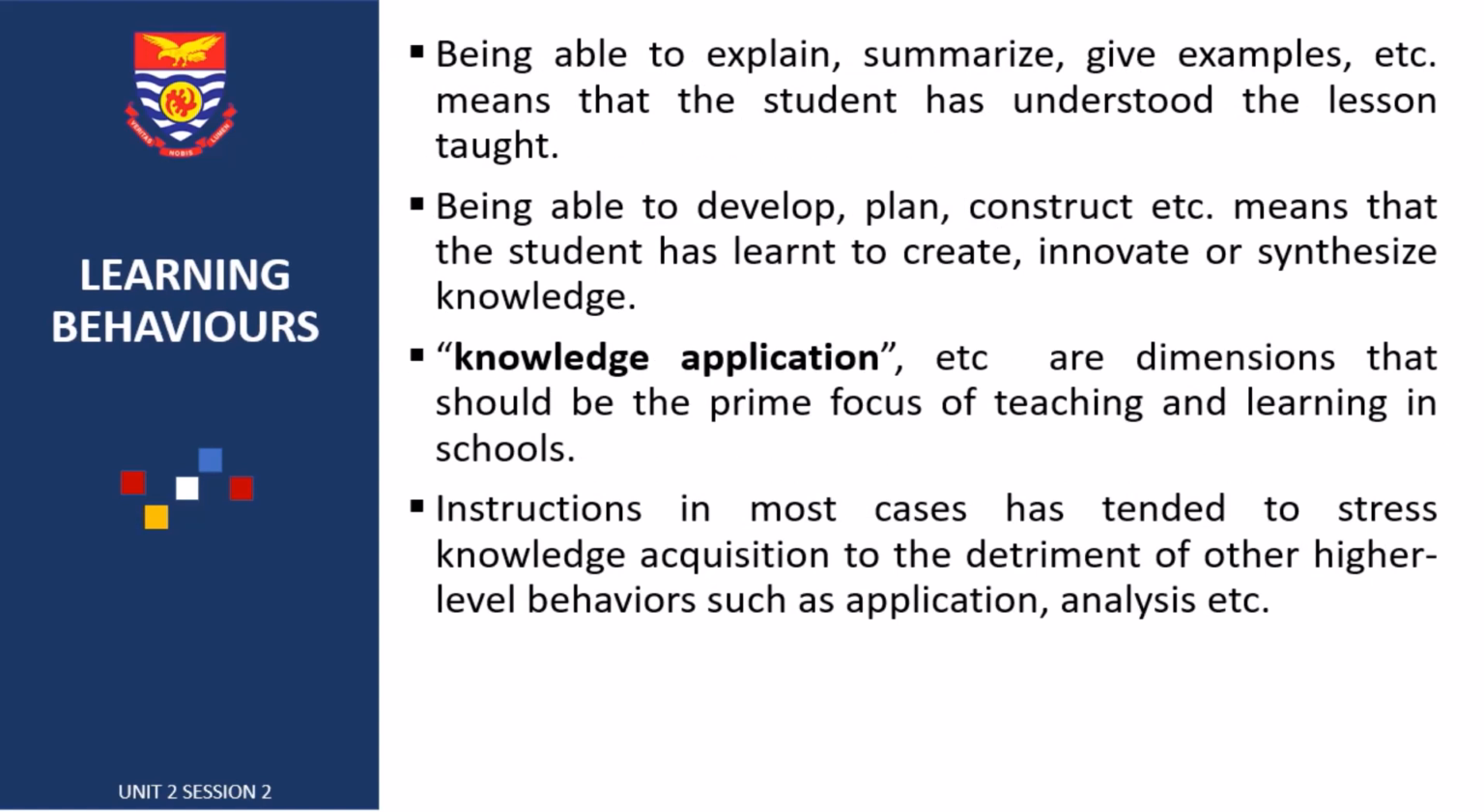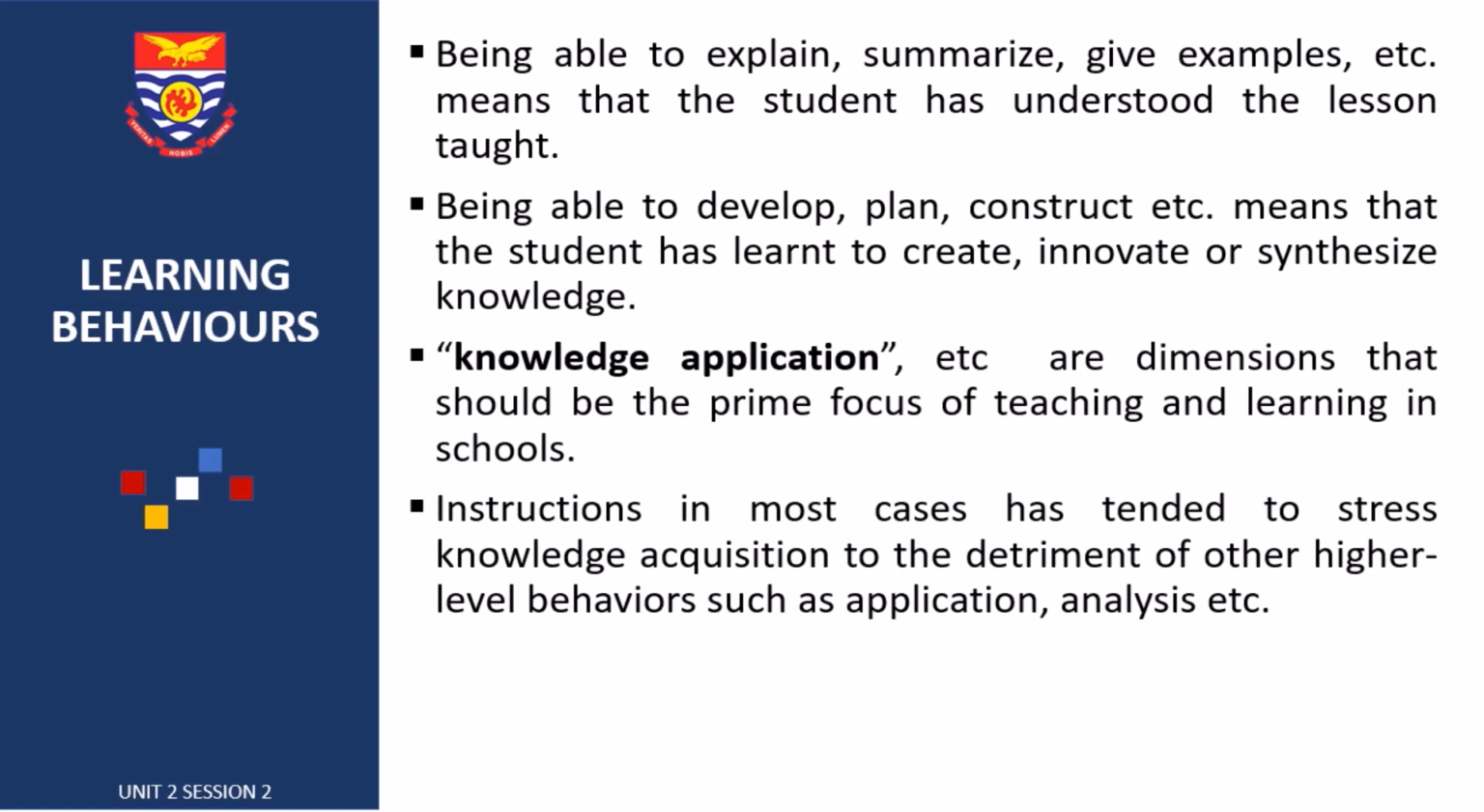When you're able to explain, or summarize, or give examples, it means that the student has understood the lesson taught. So in my objectives, I stated some of the verbs. When the student is able to explain, summarize, or give examples at the end of the lesson, it means that the student has understood the lesson taught.